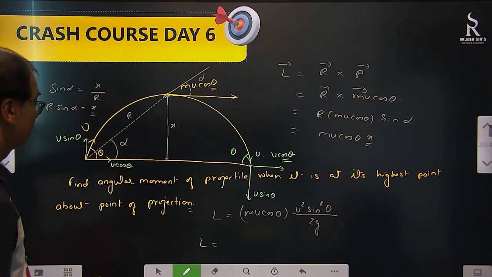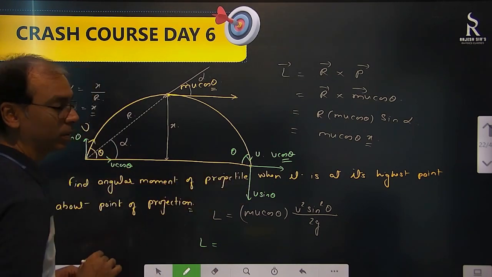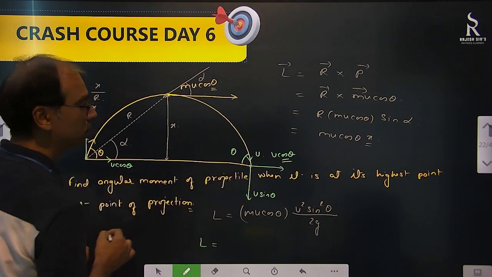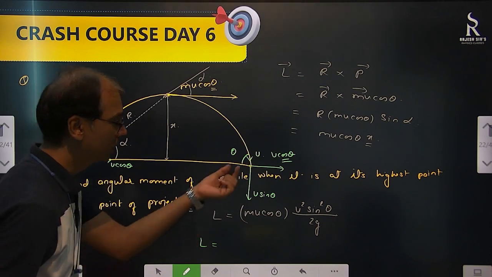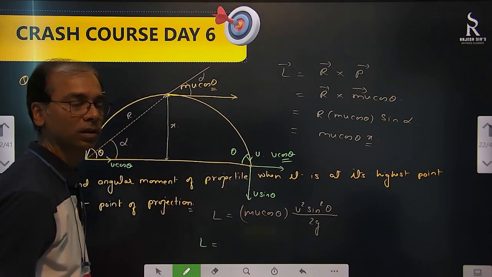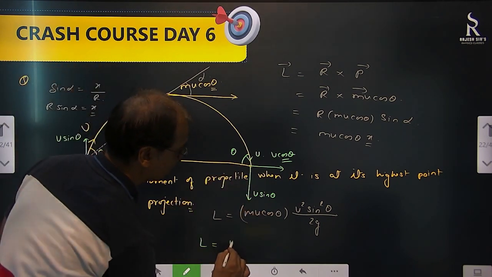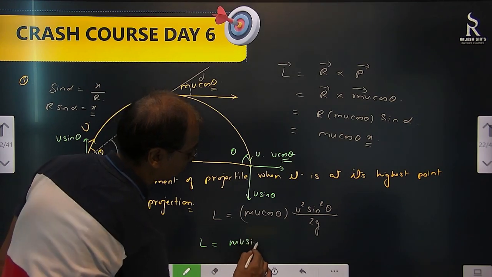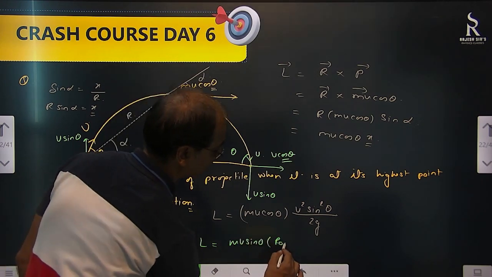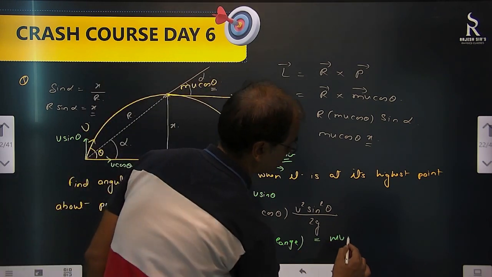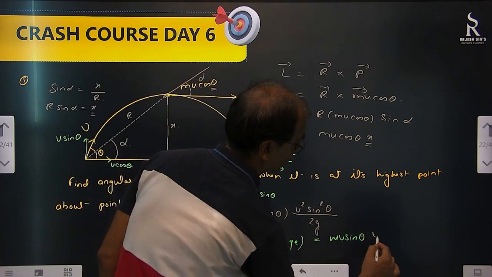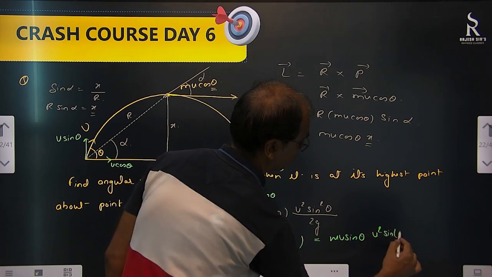Perpendicular distance about this point and this point. Perpendicular distance is what? Range. But velocity needs to be perpendicular to that. What is that perpendicular velocity? u sine theta. So that's it. m u sine theta into range. Done. m u sine theta into u square sine 2 theta by g.